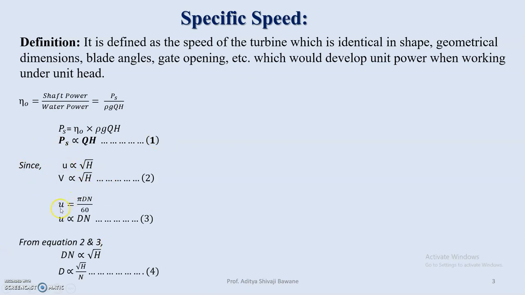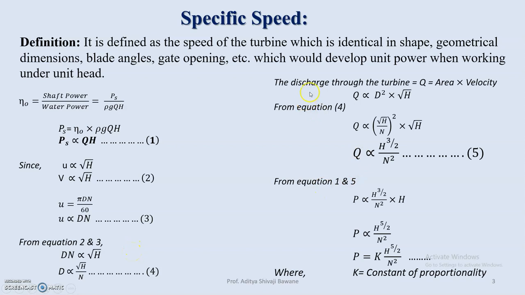Next, U equals pi dn by 60, that we know. From this equation, I can say U is directly proportional to dn, since pi and 60 are constants. So from equations 2 and 3, U is directly proportional to under root of h and U is directly proportional to d into n. So I can derive that d into n is directly proportional to under root of h. Which I can say d is directly proportional to under root of h by n.